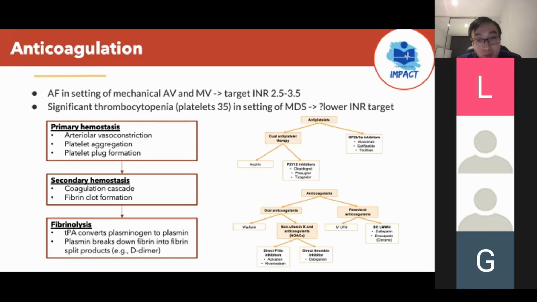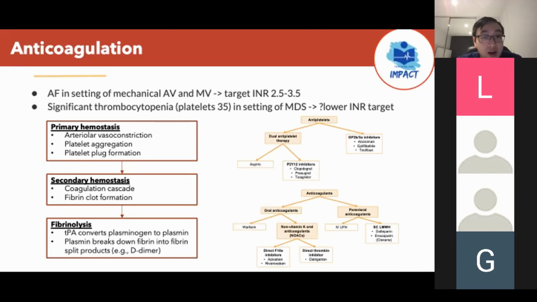Just emphasizing the point, warfarin is the preferred anticoagulant for valvular AF. And for patients with mechanical heart valves, current recommendation is to target an INR of 2.5 to 3.5. So this patient came in with an INR of 2.7. So technically he was in therapeutic range.